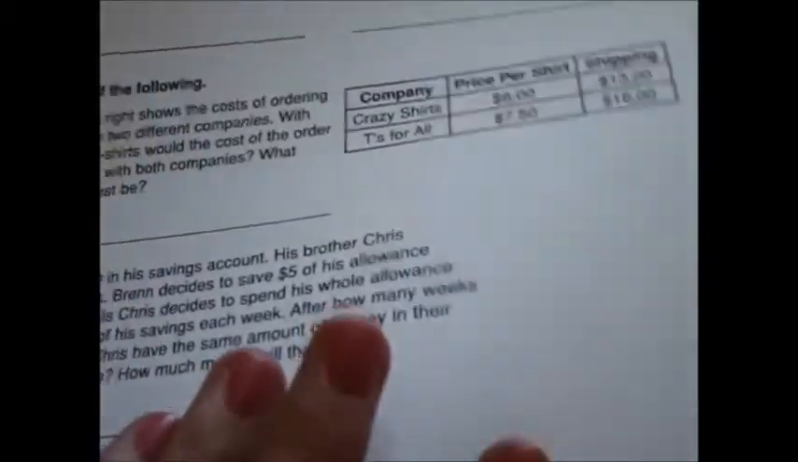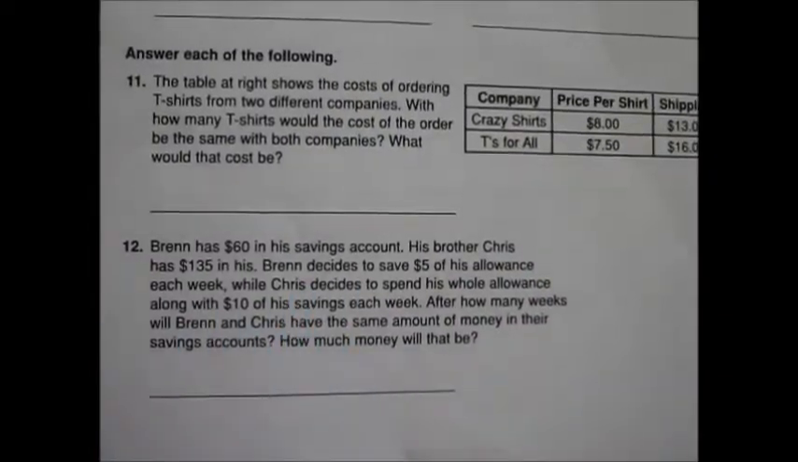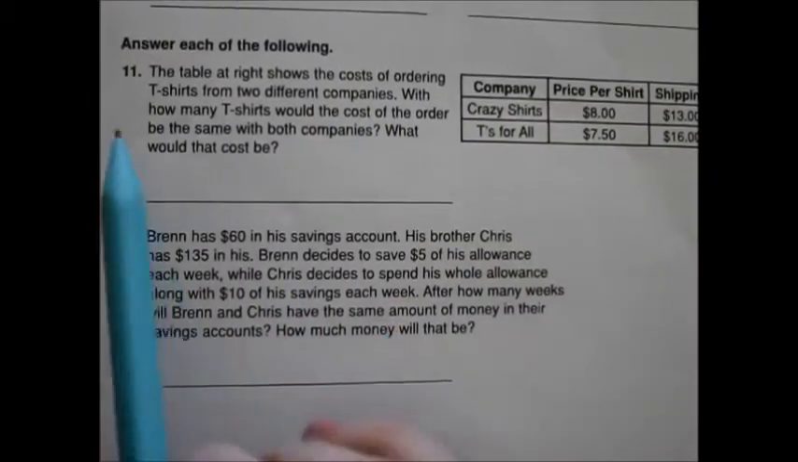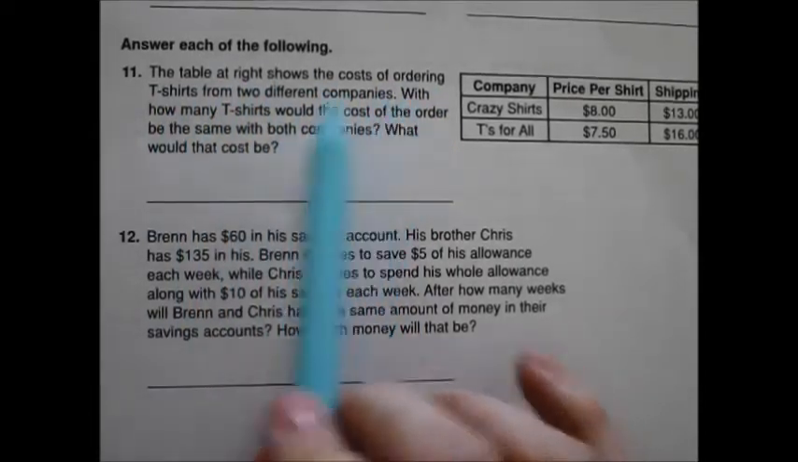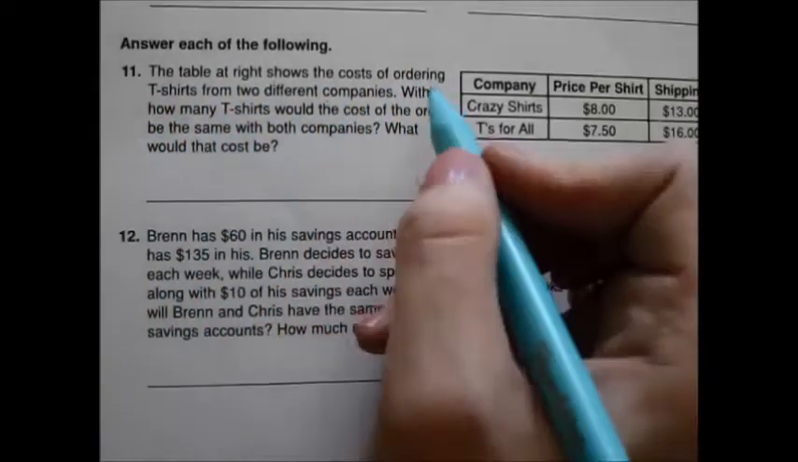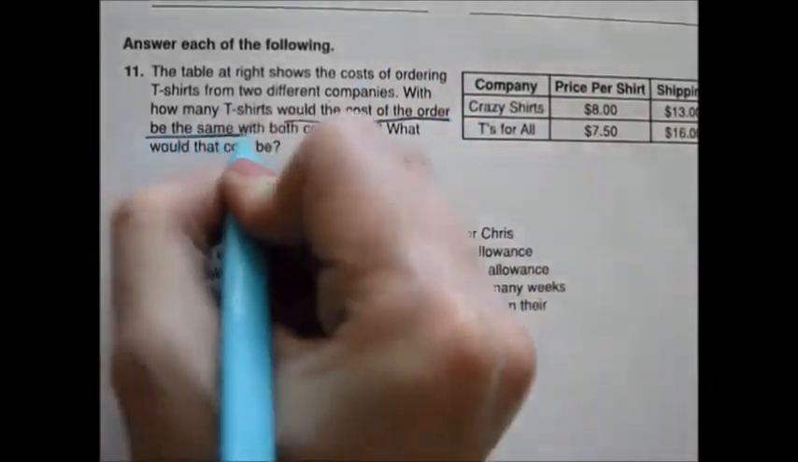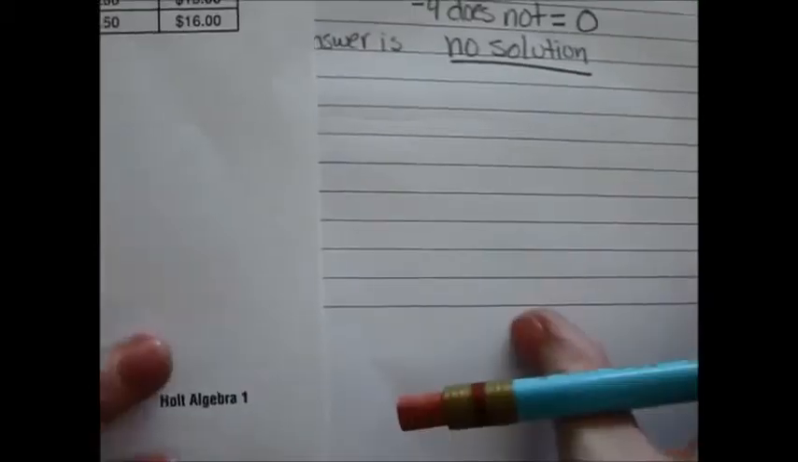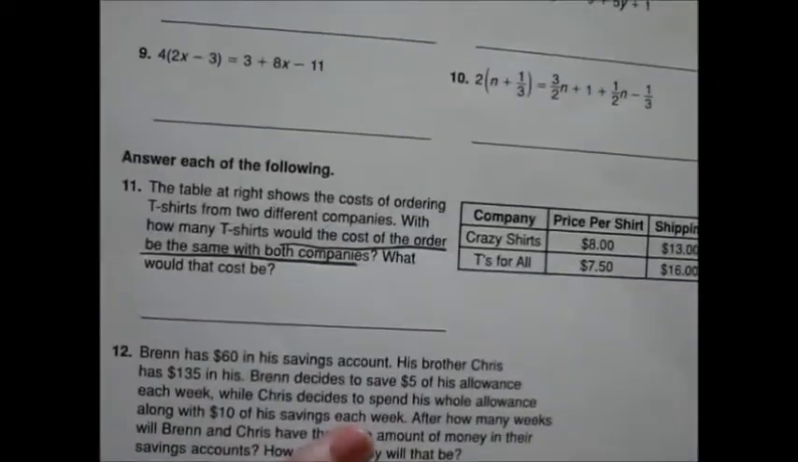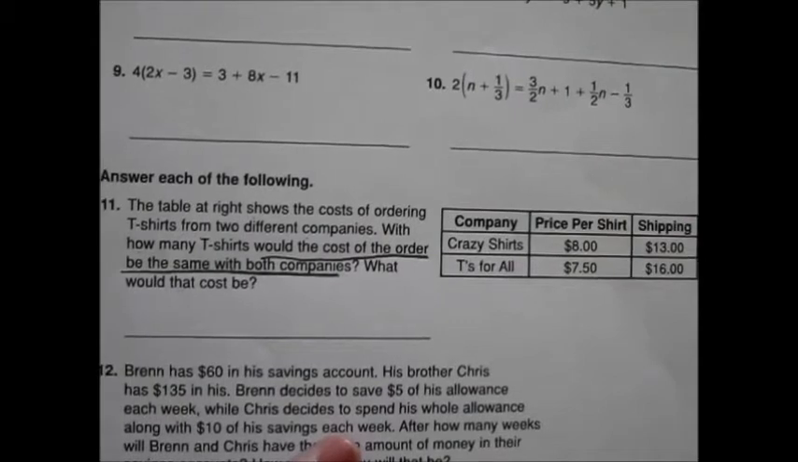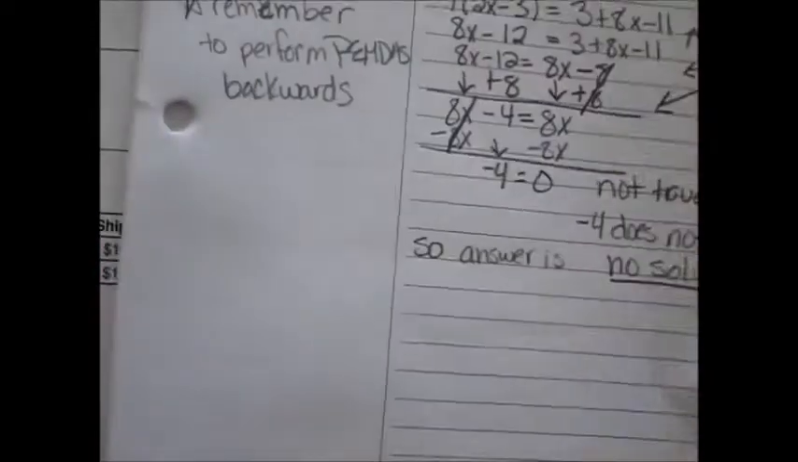All right, let's do our next one. Our next one is actually going to be a word problem. We're going to do number 11 here. The table at right shows the cost of ordering t-shirts from 2 different companies. With how many t-shirts would the cost of the order be the same with both companies? What would that cost be? So this is actually 2 parts. It wants you to find the number of shirts that you would need and then what the cost is as well.